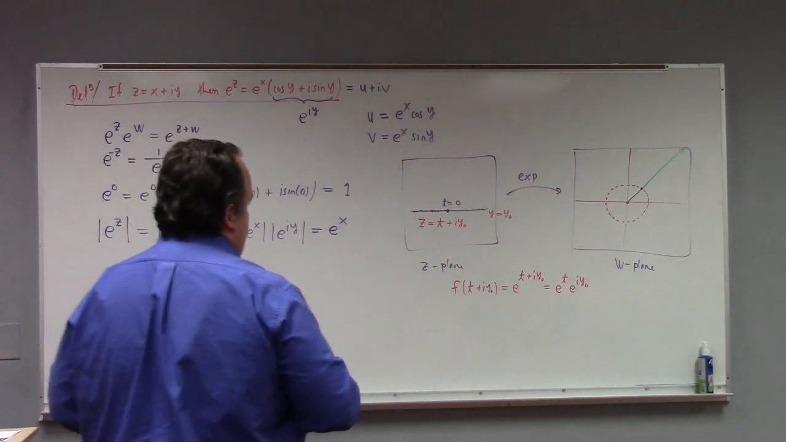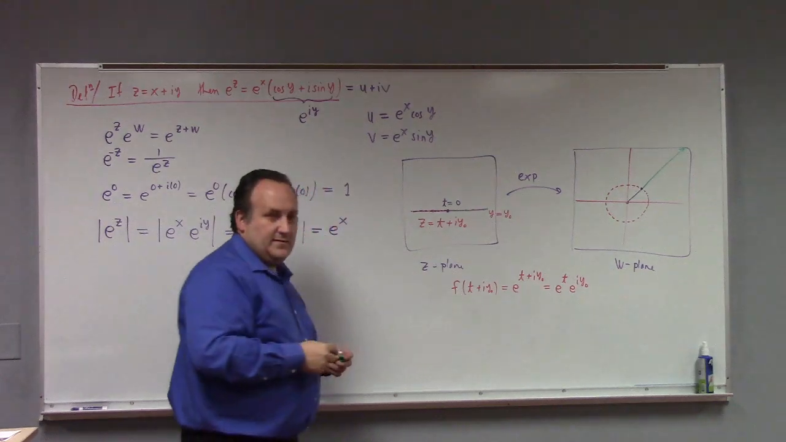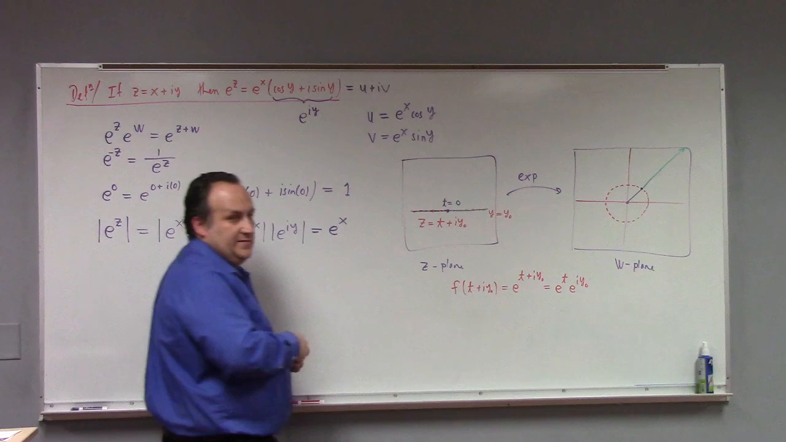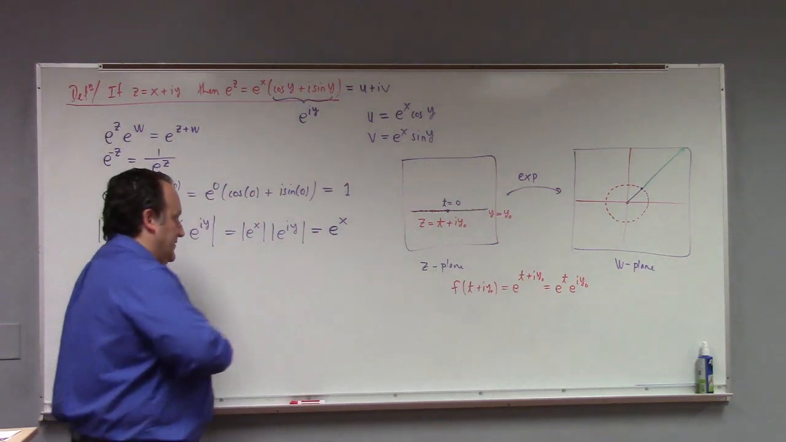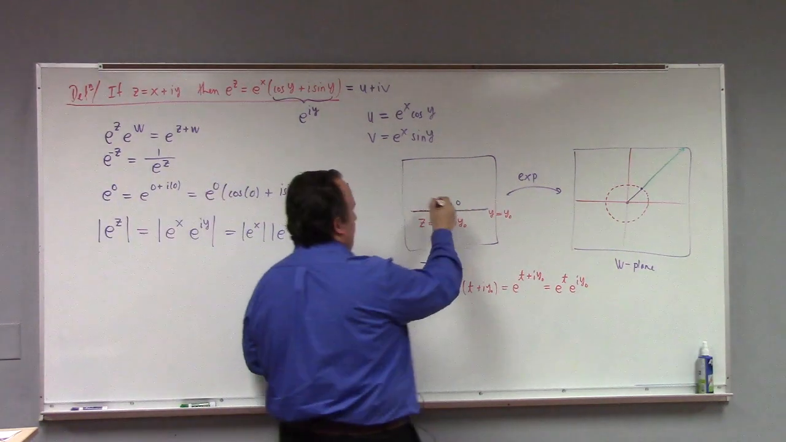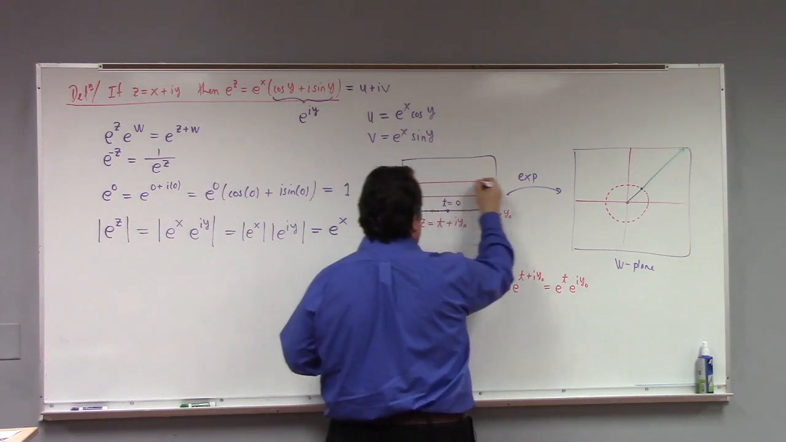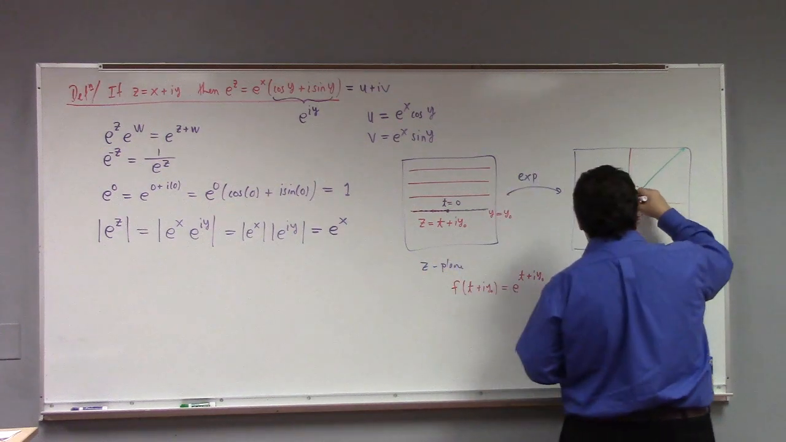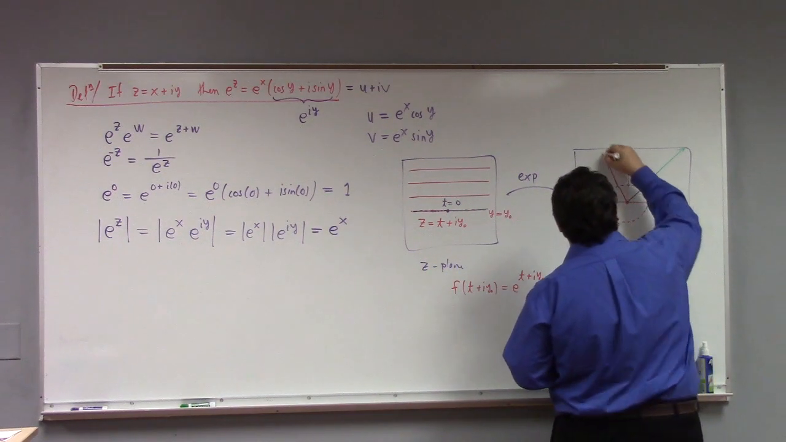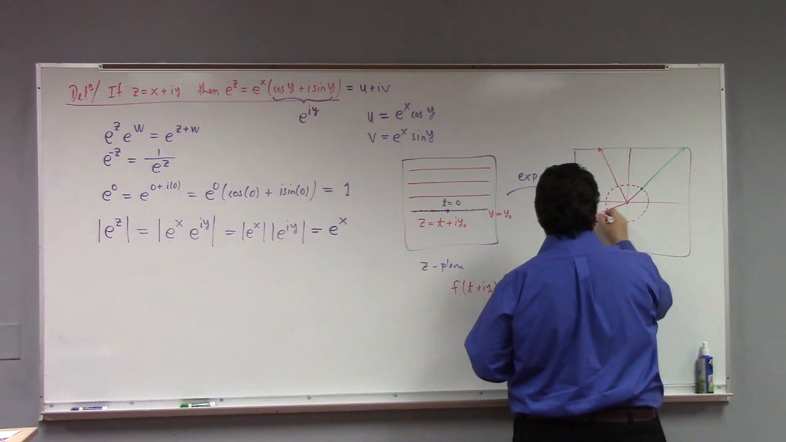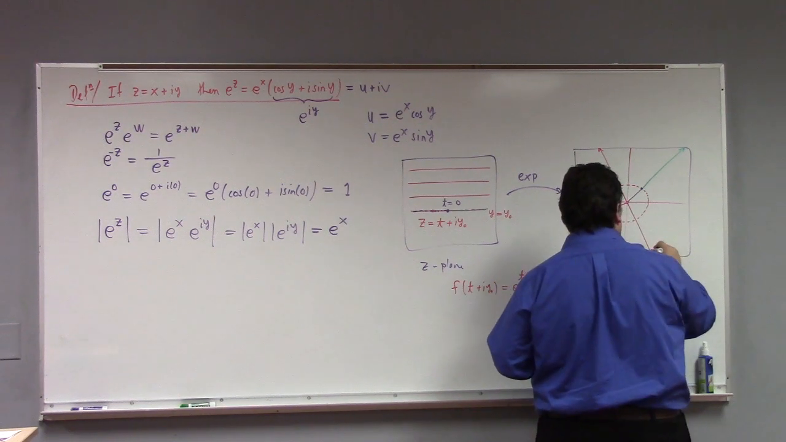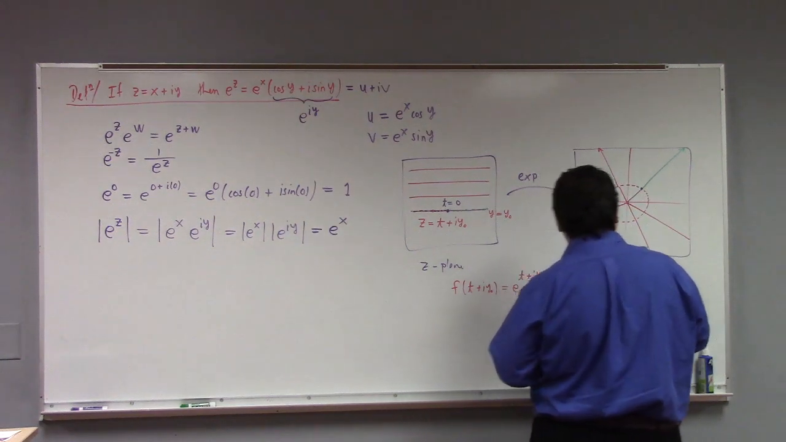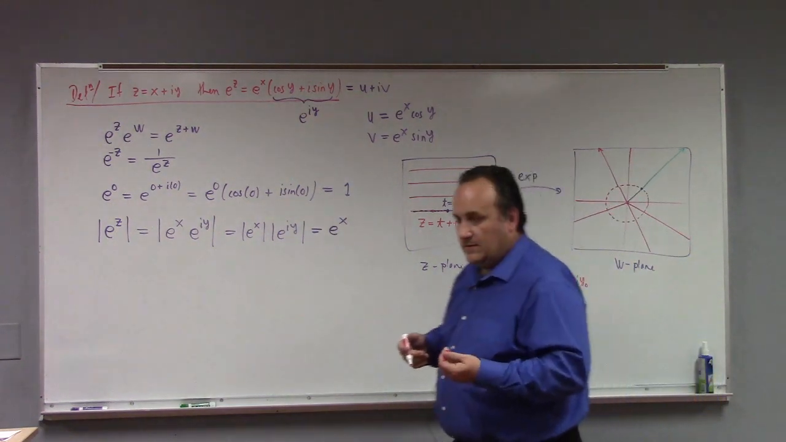So there's what a horizontal line looks like. This horizontal line maps to a ray from the origin. And if we were to do more, like a line like this, and a line like that, and a line like that, what are they going to do? They're going to do the same thing. They're going to give us rays to infinity. So you can draw as many as you like.